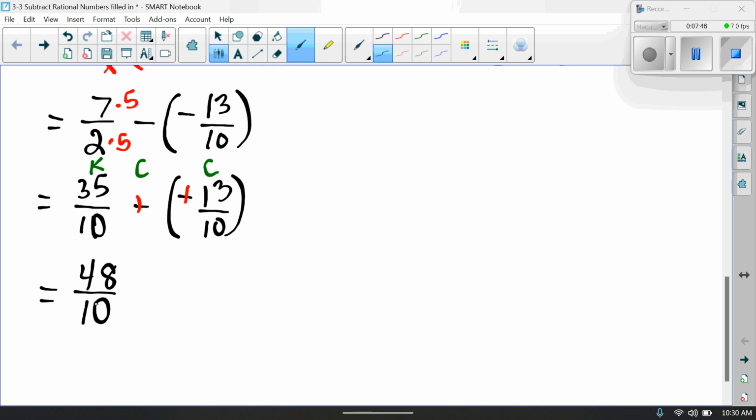Now, can I change that? I can change it back to a mixed number. So how many times does 10 go into 48? 4 times with how many left over? 8. So this is going to be 4 and 8 tenths. And now, is that my final answer? No. Because can I simplify it? Yes. So what can I divide 8 and 10 by? Both. 2. So we're going to divide by 2, divide by 2, and now my final answer is 4 and 4/5.